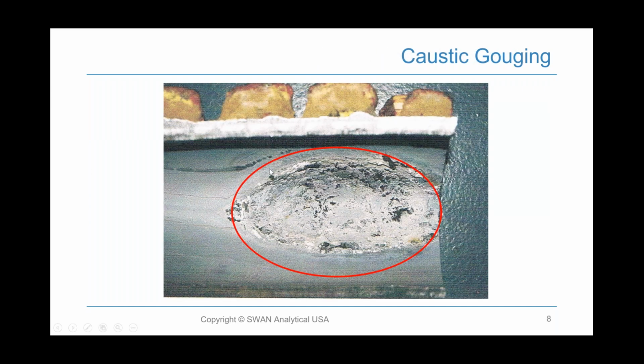What you see in this picture is caustic gouging damage to a boiler tube. You have accumulation of sufficient concentration of sodium hydroxide that attacks the carbon steel and looks almost as if you took an industrial grade ice cream scoop and scooped out some of the metal.